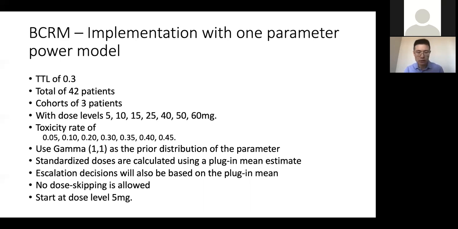And we start at the dose level of 5 milligrams, which is the lowest dose level. In the BCRM, you can start at any dose level. You can start at 5, 10, 15, or 25 if you believe 25 is your targeted dose, your MTD. So one advantage of BCRM is that it has great flexibility and can be adjusted with different settings.